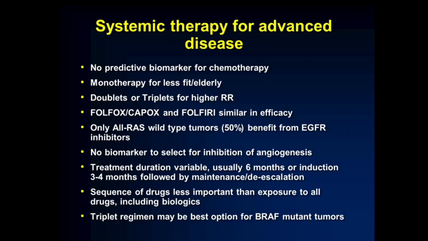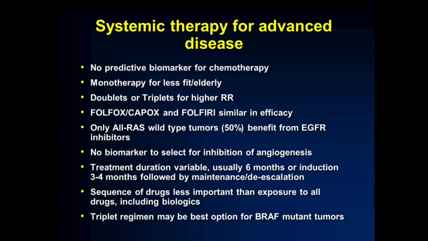If there's a RAS mutation, they will not respond to EGFR inhibitors. So you're looking to select out those patients that will have zero response to EGFR inhibitors. So if you see someone with a RAS mutation receiving an EGFR inhibitor, question that. The EGFR inhibitors will only work for those that are unmutated or wild-type RAS. So you have to just make sure that there's not a RAS mutation. There is no biomarker to select who's going to respond to angiogenesis inhibitors.